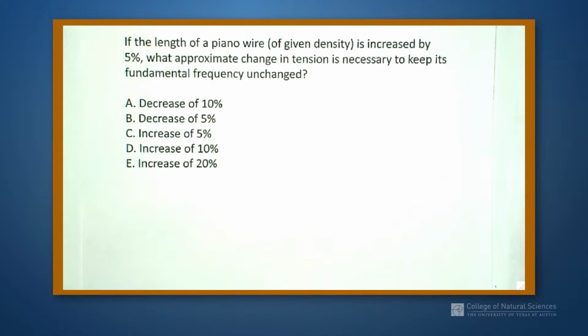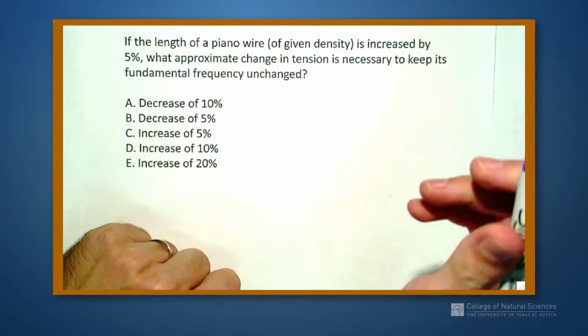So if we have a length of piano wire of a given density and we increase it by 5%, what approximate change in tension is necessary to keep the fundamental frequency unchanged? Well, these are one of these crazy ratio problems, but they're not too bad to work out, because we know how to work out ratio problems.